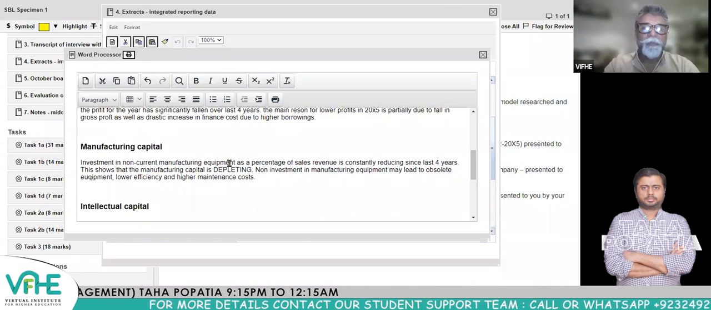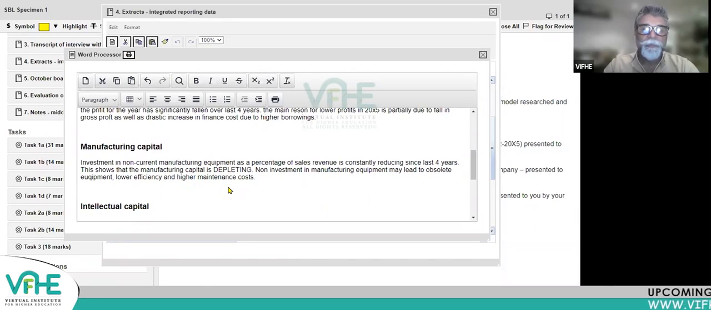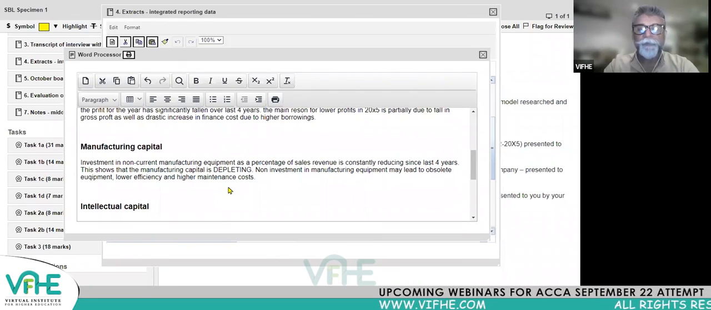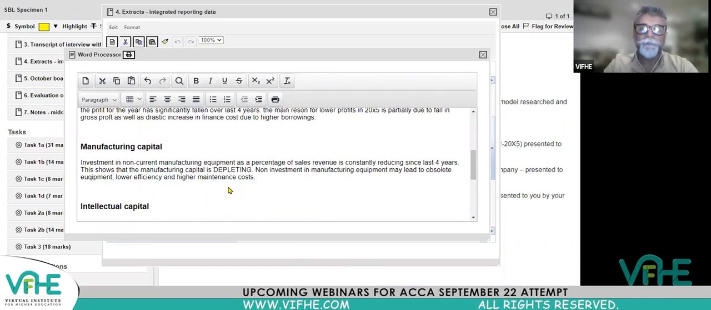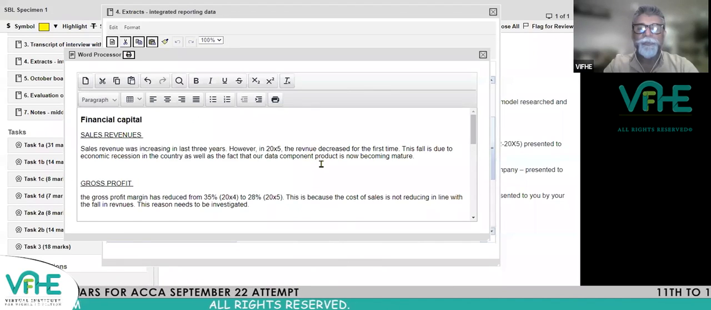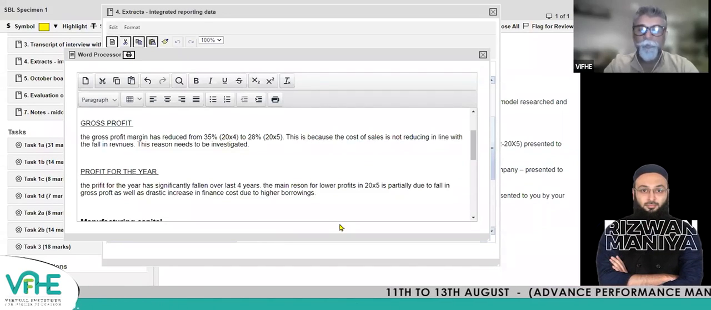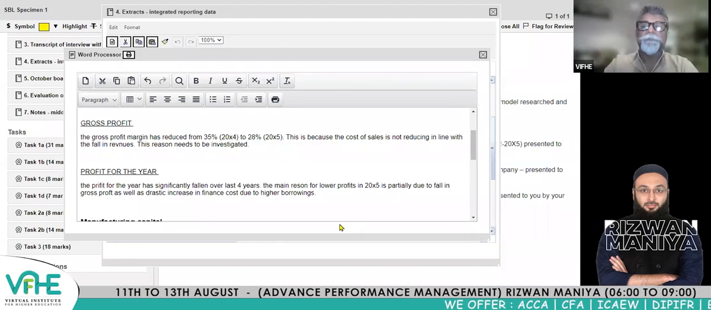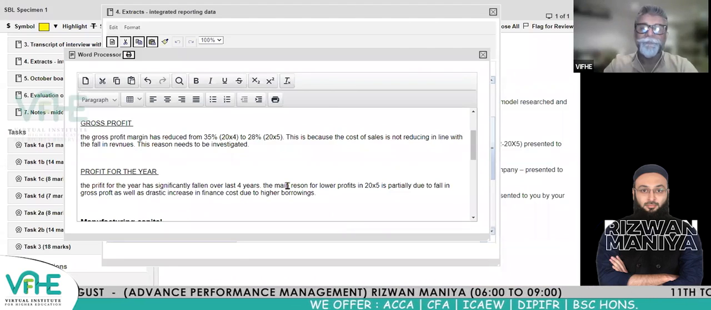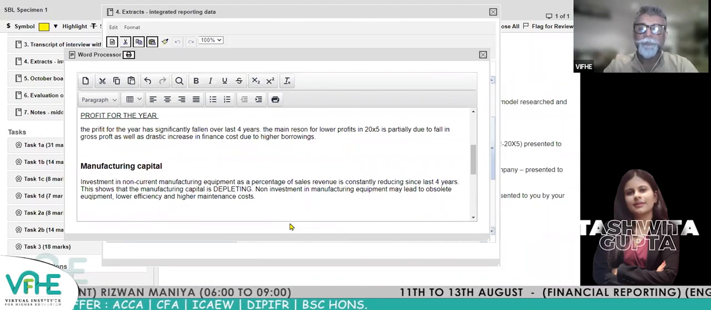Any questions? Somebody asked a very interesting question. Aman has asked, will we consider the financial capital topic as 1 point or 3 points? You tell me, Aman. How many paragraphs do you see under financial capital? 3. So it will be considered as 3 points. It's all about paragraphs. Yes, Christy, you're absolutely correct.